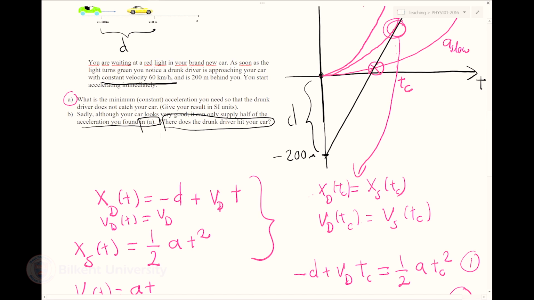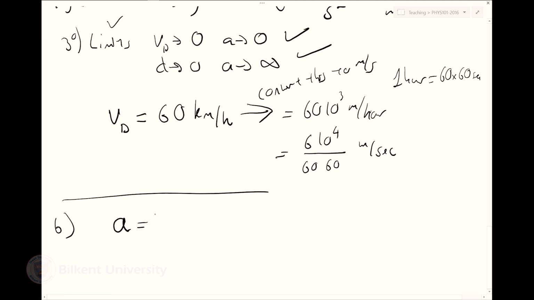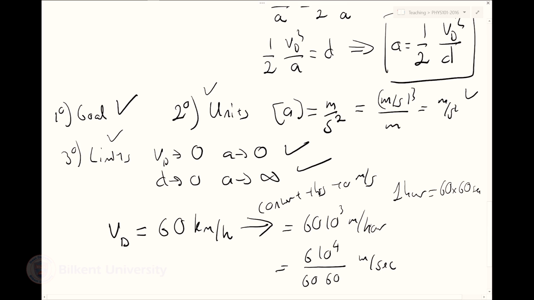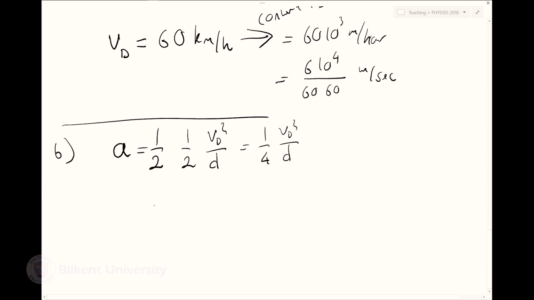In this case, I know that my acceleration is 1/2 the value I found previously. So it's going to be 1/2 times 1/2 vd square over d. It's going to be 1/4 vd square over d. I'm just asked to find where these two positions are equal.